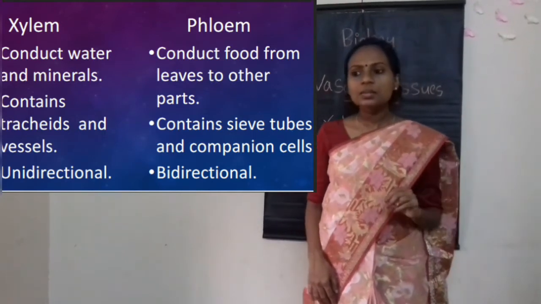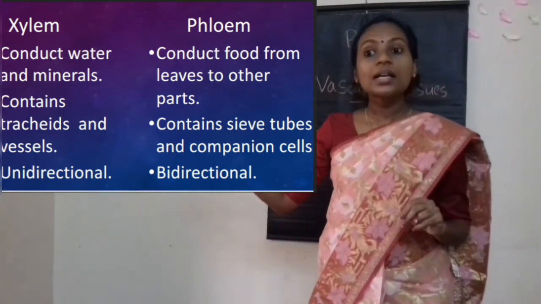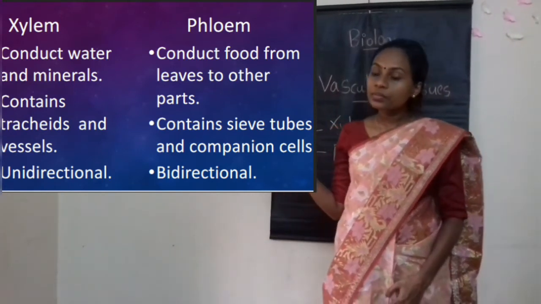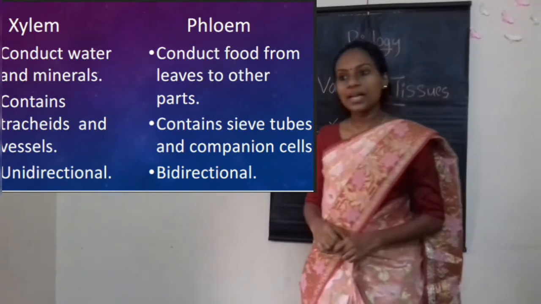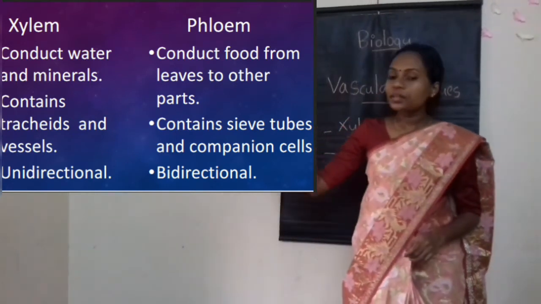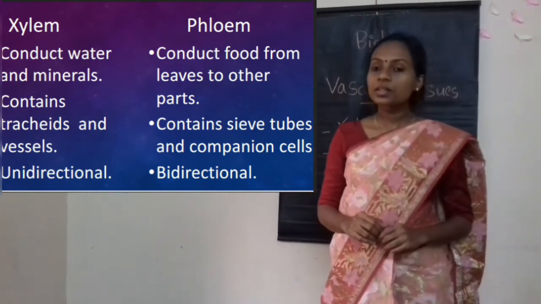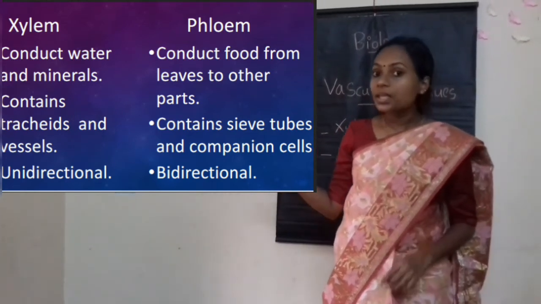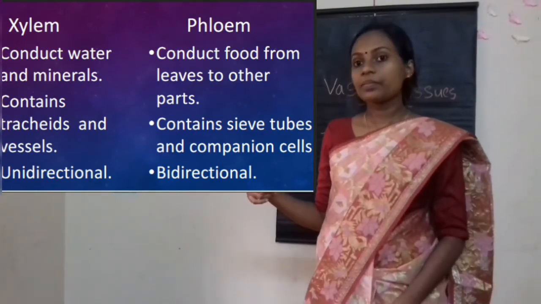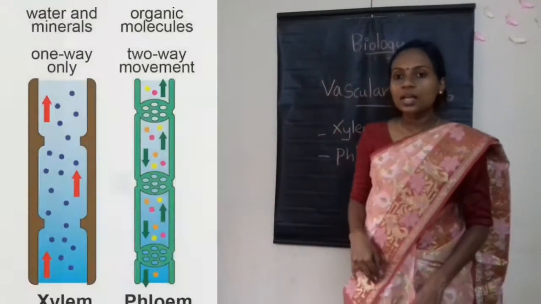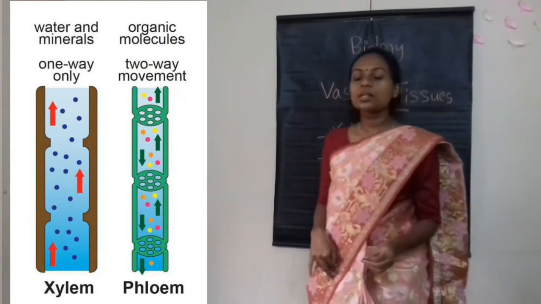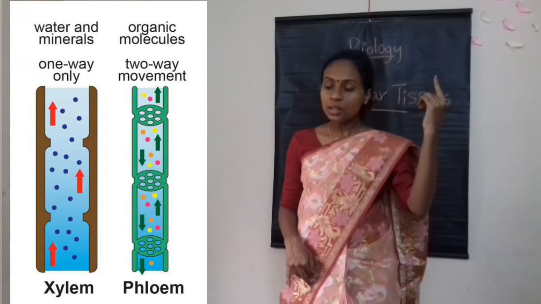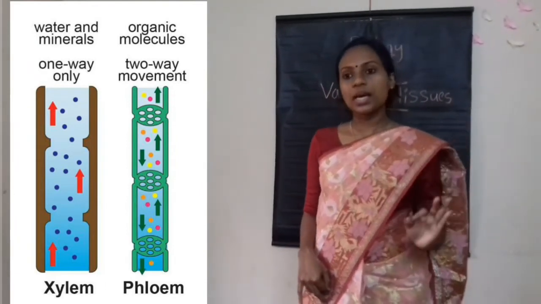And the second difference? Xylem contains tracheids and vessels, and phloem consists of sieve tubes and companion cells. And what is the third difference? Xylem is unidirectional and phloem is bidirectional. Why is xylem unidirectional? The water and minerals should reach from root to top only, isn't it? So it is unidirectional.